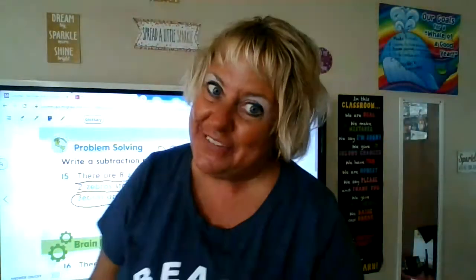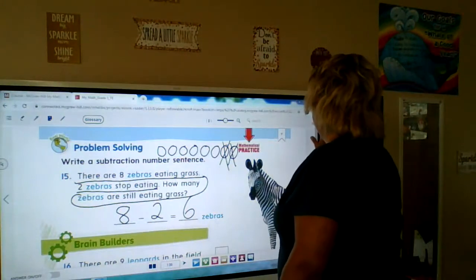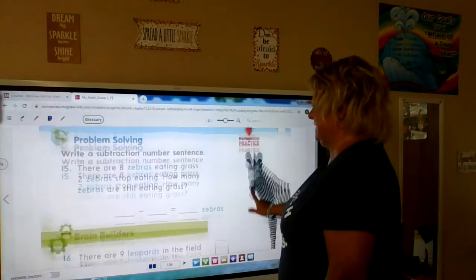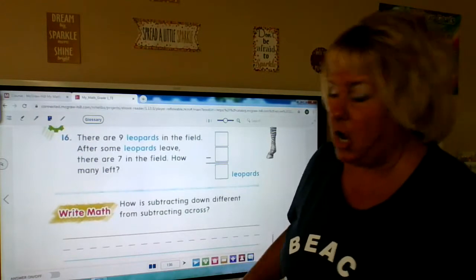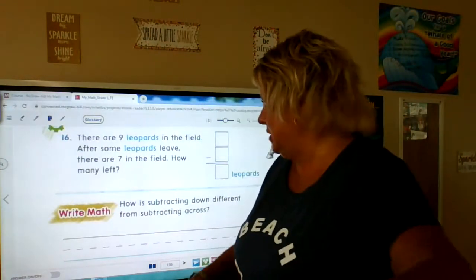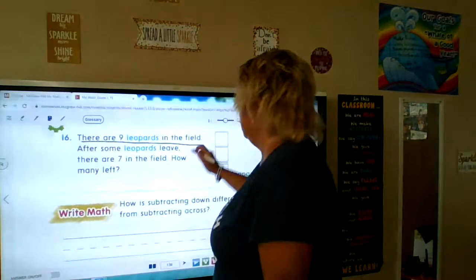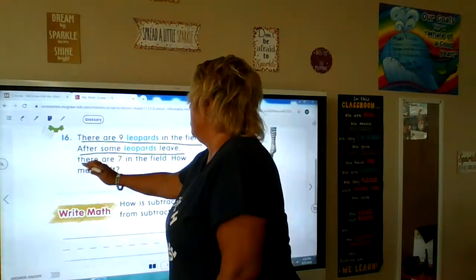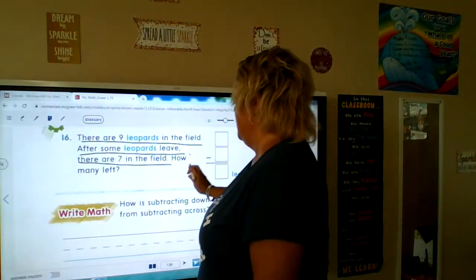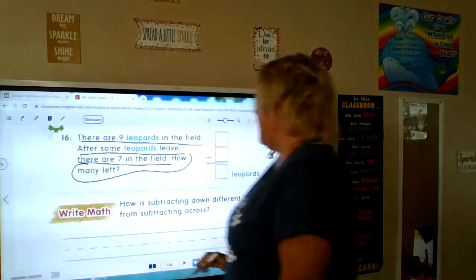Sometimes I get a little confused. 8 minus 2 equals 6 zebras. Okay? There are 9 leopards in the field. After some leopards leave, there are 7 in the field. How many left?